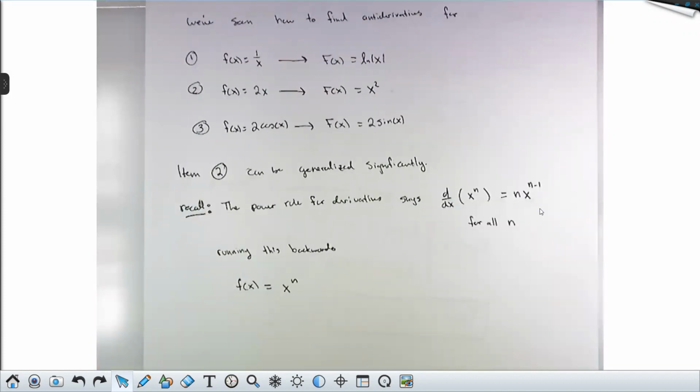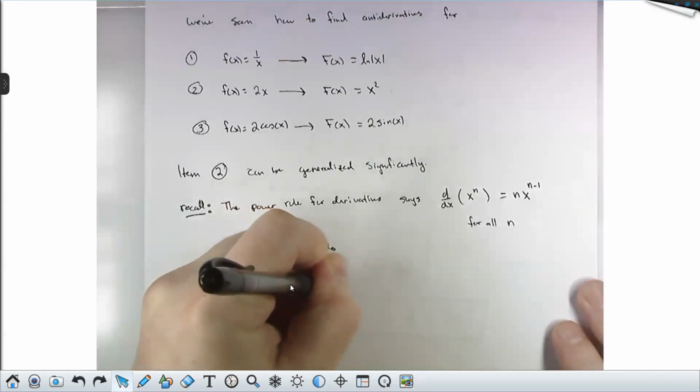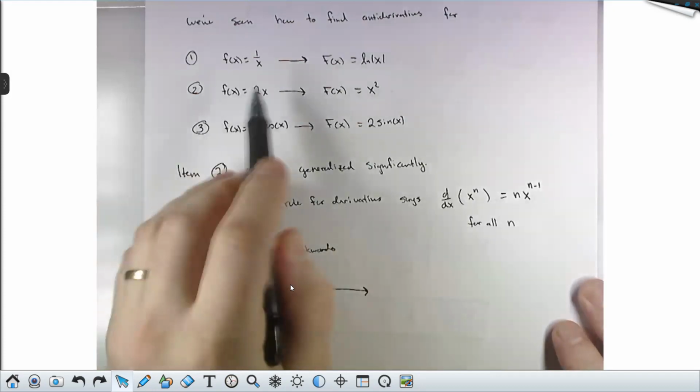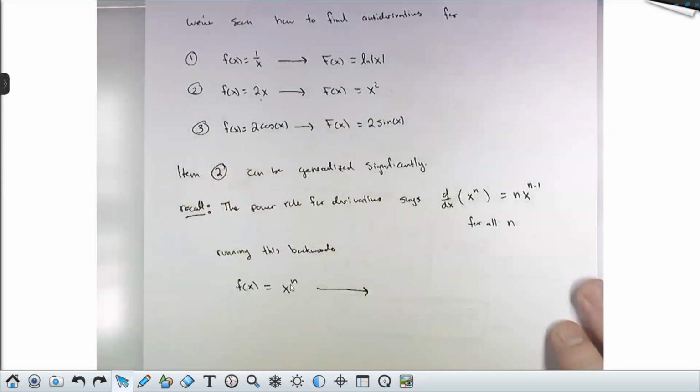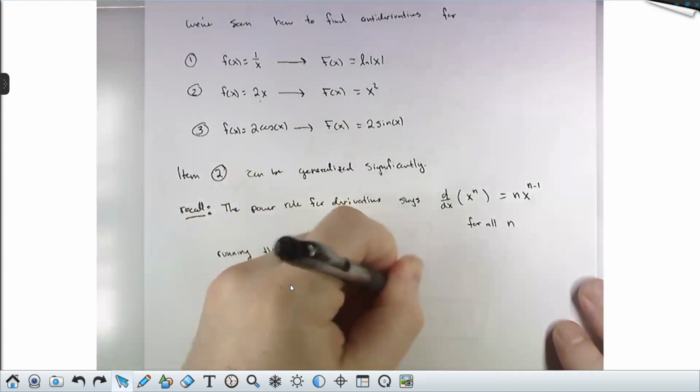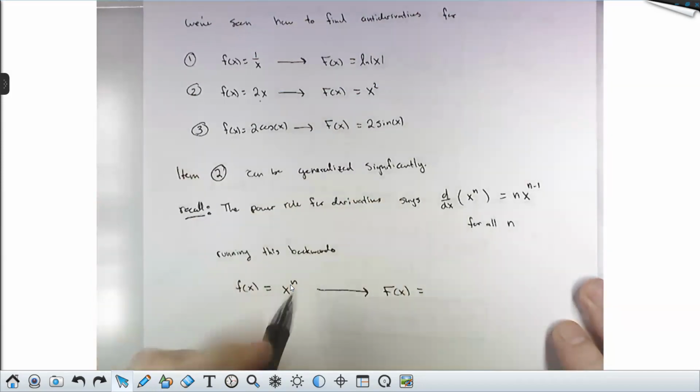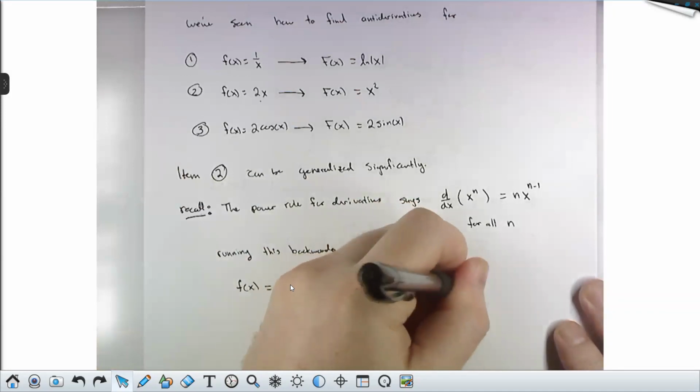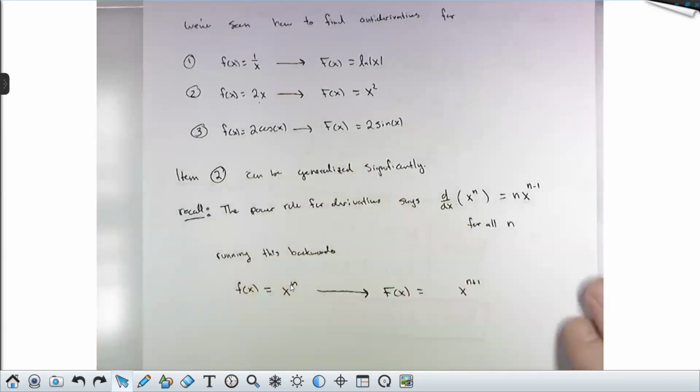x to the n, if you take a regular derivative, the power goes down. So if you take an antiderivative, the power goes up. Right? We want somebody whose derivative is just plain old x to the n. Well, it's going to have to be something times x to the n plus 1, right? Because when you differentiate x to the n plus 1, you know that this power is going to go down by 1 and become x to the n.